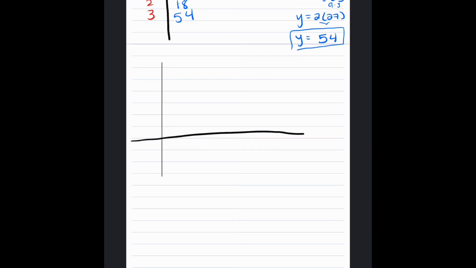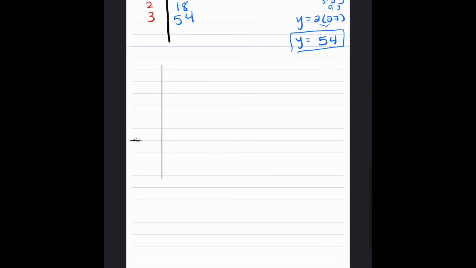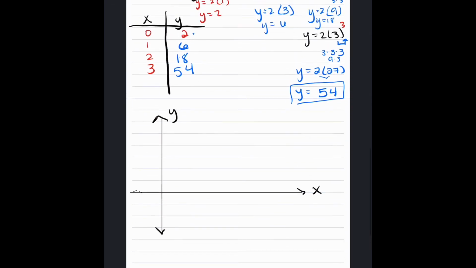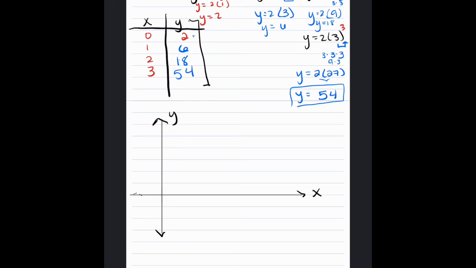So remember to label your axes. I want to label my x and y axes. Remember your x-axis is the horizontal one, so this is x. Y is vertical, this is y. Okay, and then we're going to plot the points of this table.